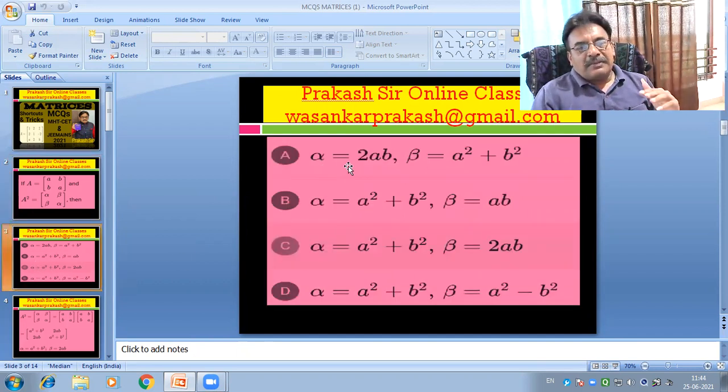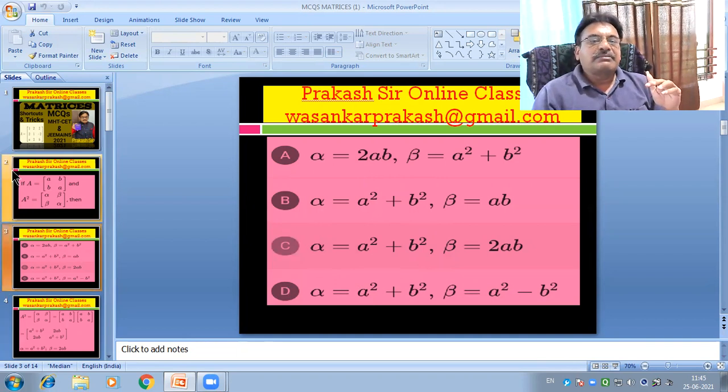Option A, alpha is equals to twice AB, beta is equals to A square plus B square. Option B, alpha is equals to A square plus B square, beta is equals to AB. Option C, alpha is equals to A square plus B square, beta is equals to twice AB. Option D, alpha is equals to A square plus B square, beta is equals to A square minus B square.